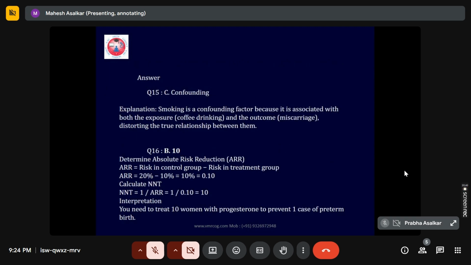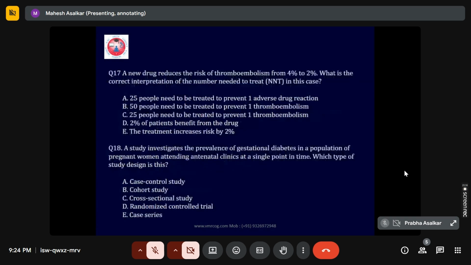So question 15 is confounding, that we have discussed. Question 16 is B, that is absolute risk reduction 10. So risk in the control group minus risk in the treatment group. So 20 minus 10 is equal to 10%, that is 0.1. So number needed to treat equals 1 upon ARR, that is 1 upon 0.1 equal to 10. So what is the interpretation? You need to treat 10 women with progesterone to prevent one case of preterm birth.